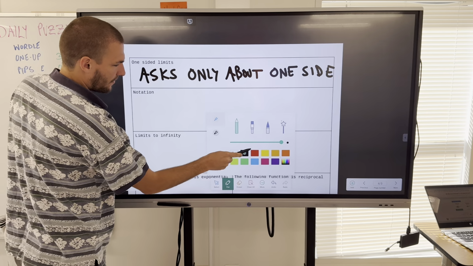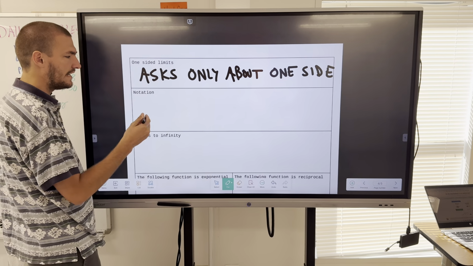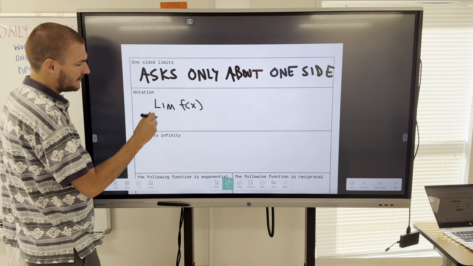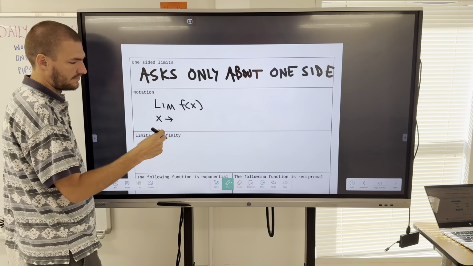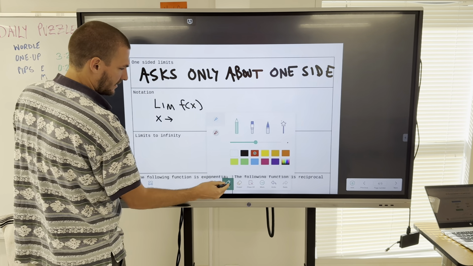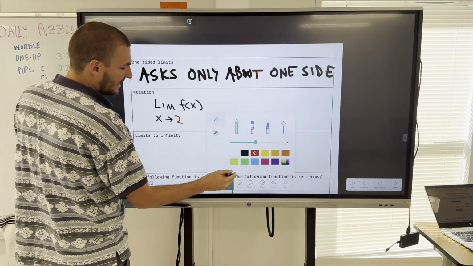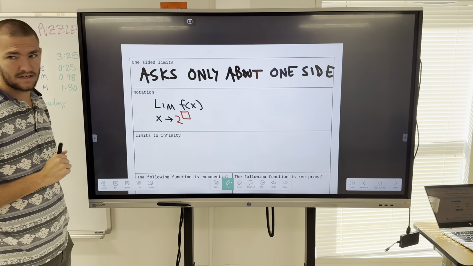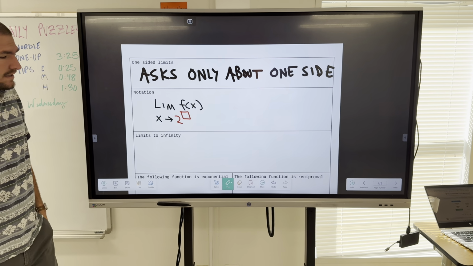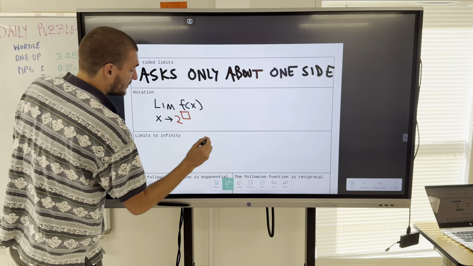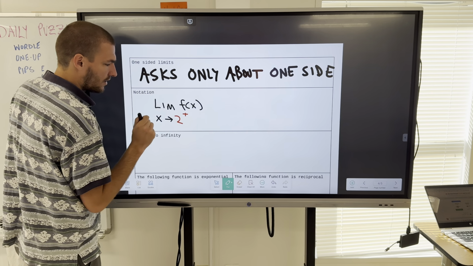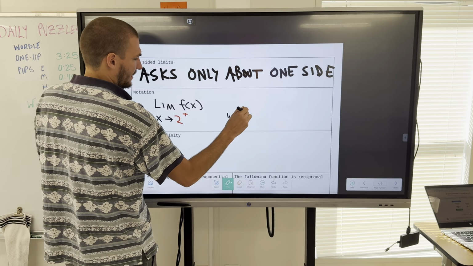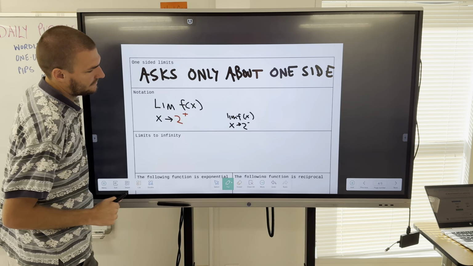And so, if we do a question like this, the notation would say the limit of f of x as x goes to, and I'll just put the number 2, it doesn't really matter. I'll put it in red, because it could be any number. And then, in this area here, like an exponent, it will be either a plus or a minus. So I guess I'll maybe just write it again. The limit of f of x as x goes to 2 minus.